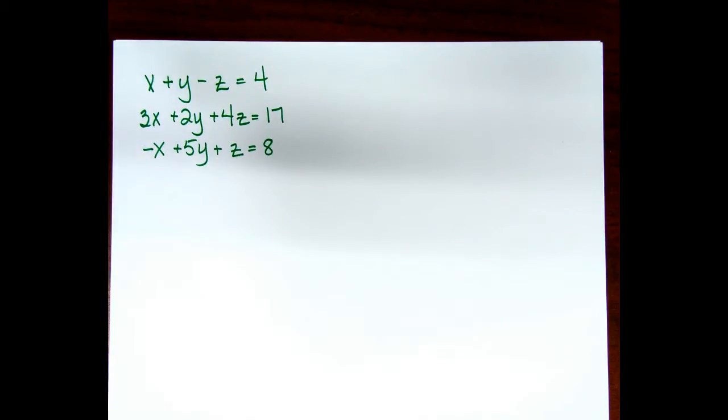Okay? So today I'm going to teach you how to do elimination with 3 variables. We start off the same way as we do elimination with 2 variables. We want to try to combine 2 of these equations to try to eliminate a variable. So which variable do you think we should try to eliminate first? Is there a better choice?